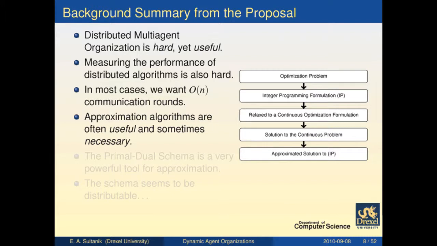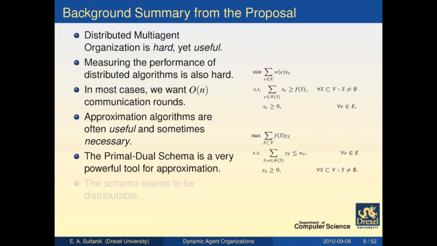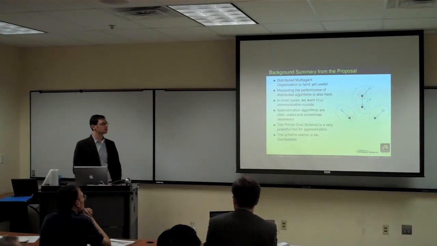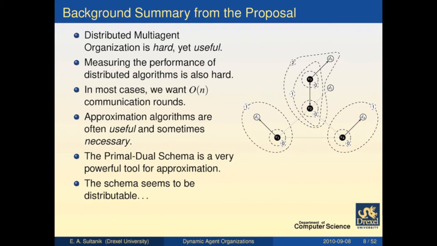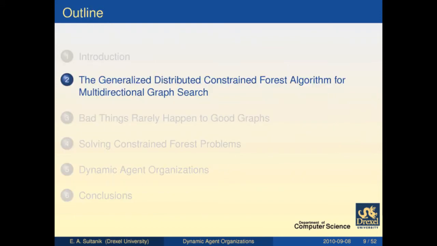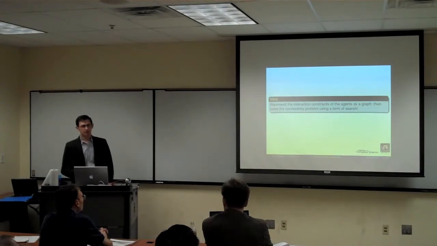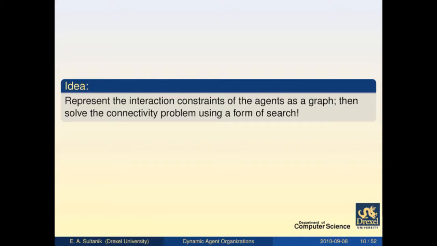Approximation algorithms are often useful and sometimes necessary. And the primal dual schema is a very powerful tool for approximation. And what I concluded in my proposal was that the primal dual schema seems like it is distributable. And it turns out that it is. So the idea behind how we are going to solve these problems is that, as I mentioned before, we are going to represent the agents' interaction constraints as a graph, and then solve the connectivity problem on the graph using a form of search.